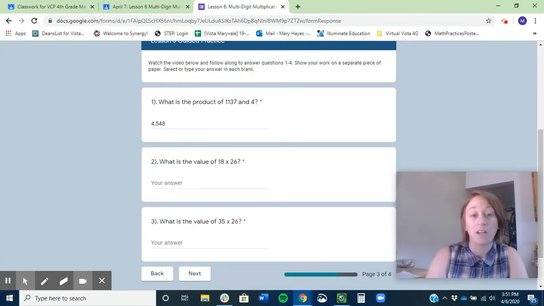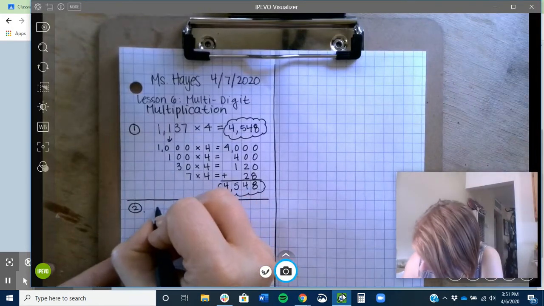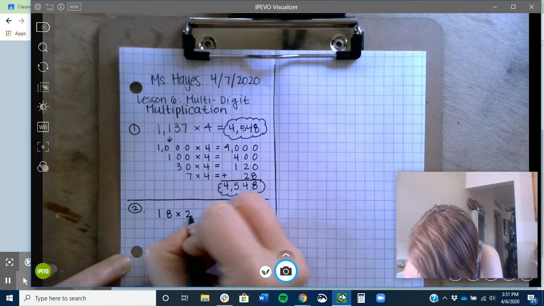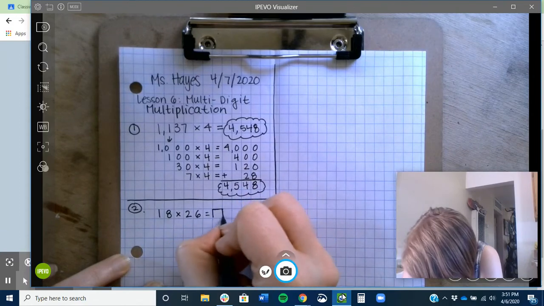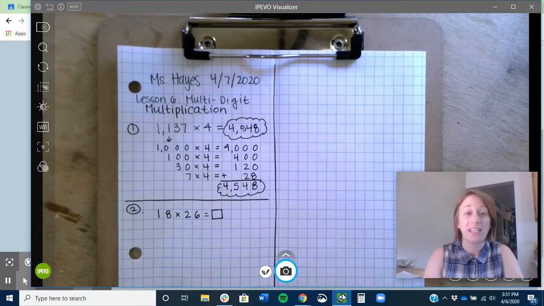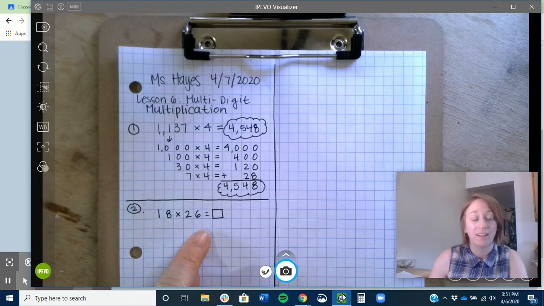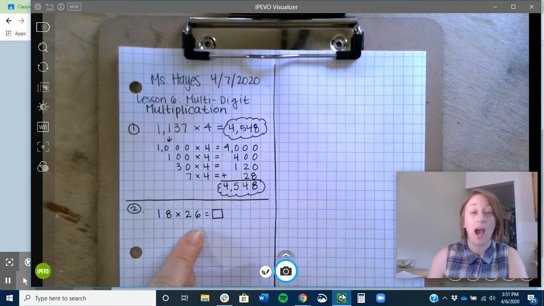Let's read number 2 together. What is the value of 18 times 26? Since we know we're going to continue to multiply because it shows us a multiplication number sentence, go ahead and write that number sentence on your piece of paper now. Again, 18 times 26. Going back and thinking about what Moby and Anna said in the video about arrays, we know that multiplication sentences match the rows and the columns. That's right, rows and columns of an array.